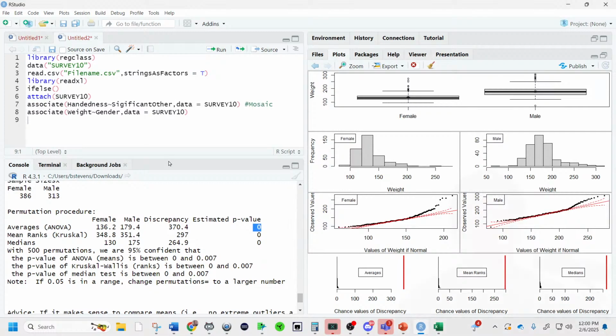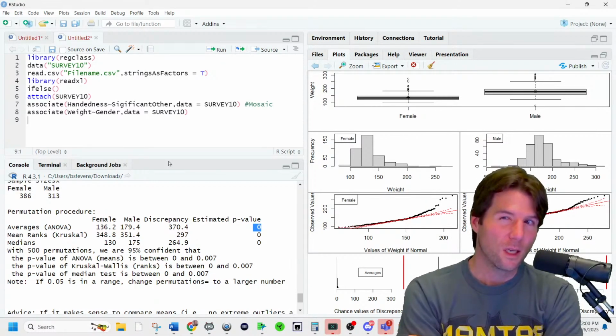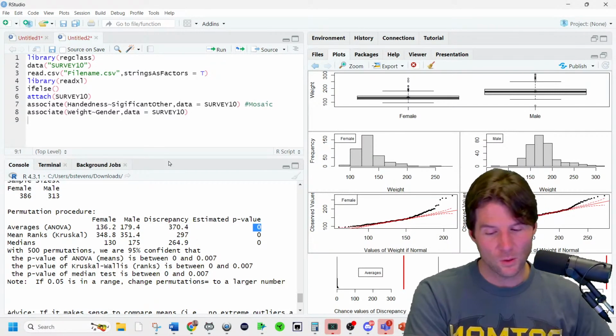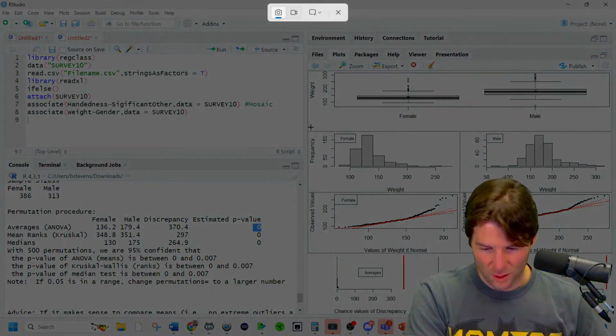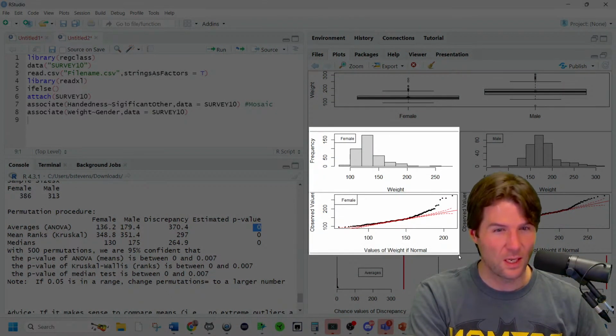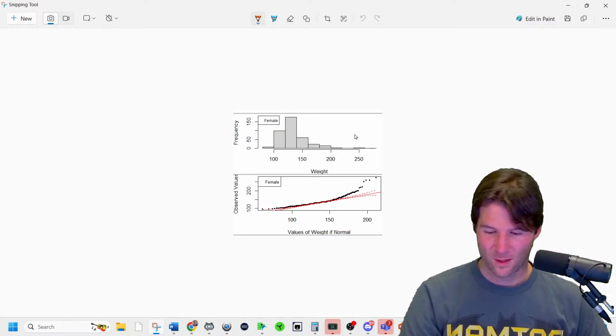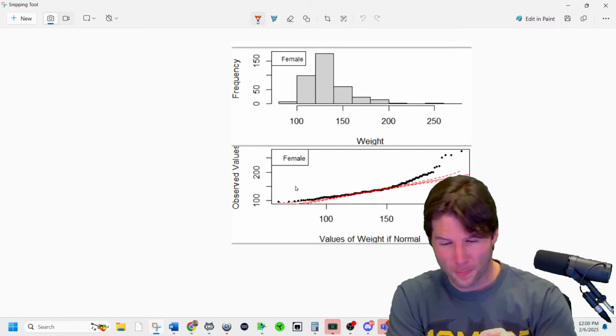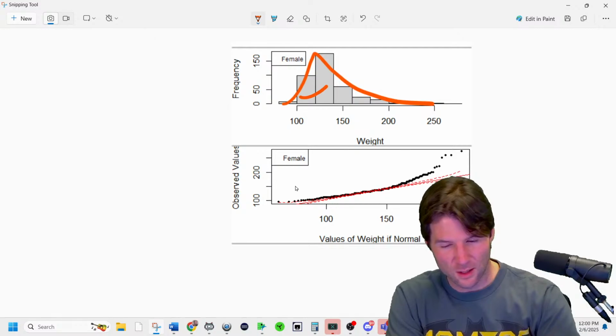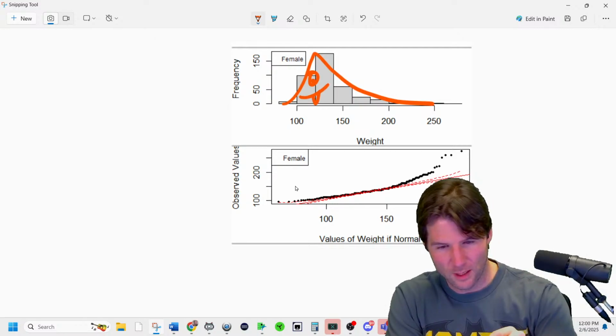David, I bet you can get this. David, do you think we should analyze means or medians here? Because I want you to look at this. For this data, do you think we should analyze means or medians?